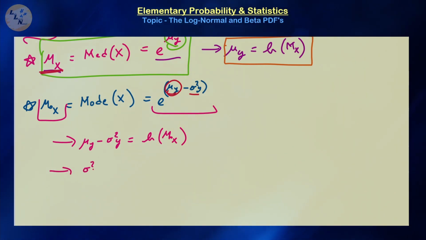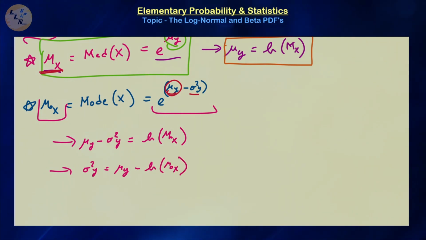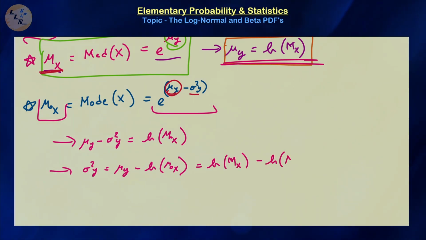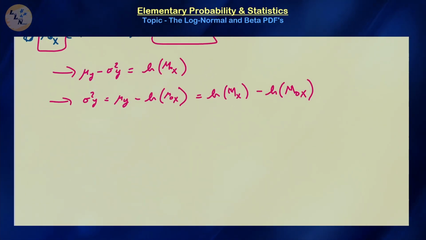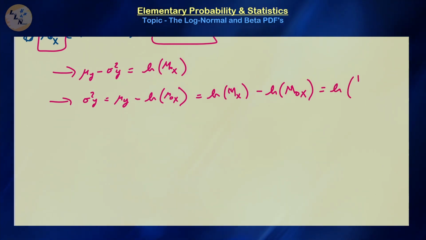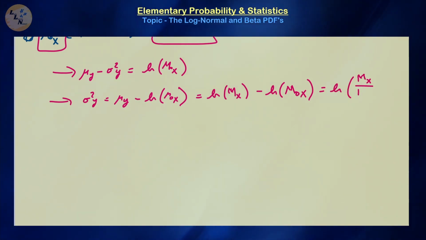And that's going to give me sigma squared y is equal to mu y minus the natural log of the mode of x. And we already know what mu y is. That's the natural log of the median of x. So that's going to be the natural log of the median of x minus the natural log of the mode of x. And we can use some property of logs to rewrite this as the natural log of the median of x divided by the mode of x.